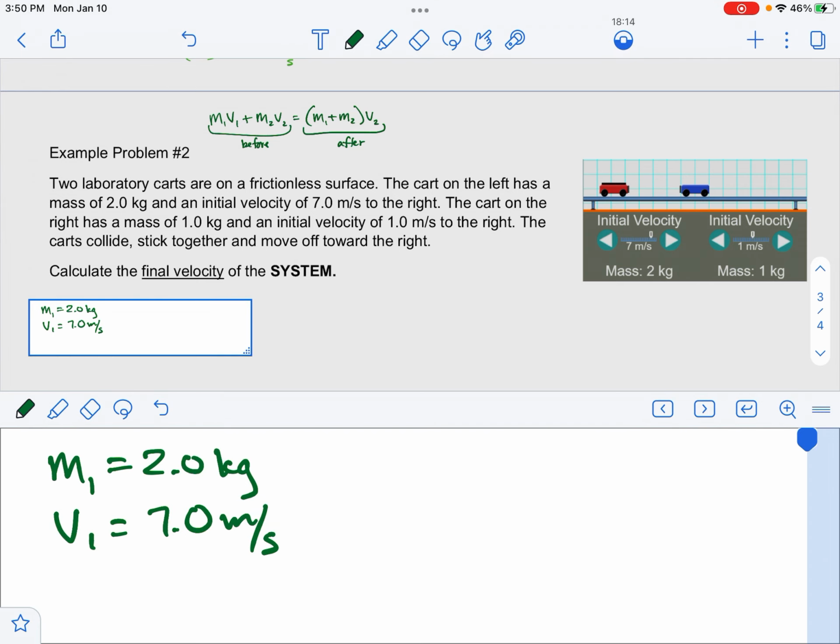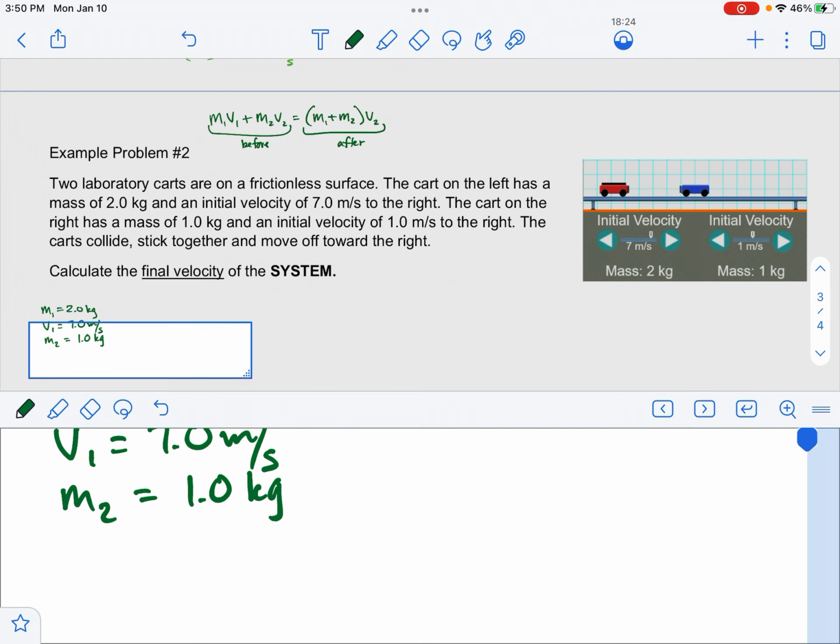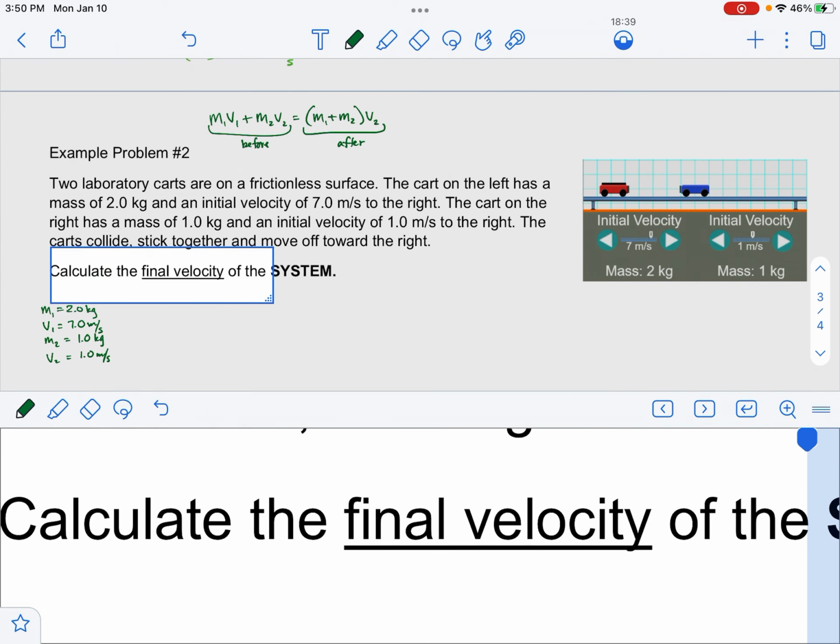The cart on the right has a mass of 1, so this is cart 2. My mass is 1 kilogram. And it says it has an initial velocity of 1 meter per second to the right, so it's going to be positive, so that's good. So V2 is 1. The carts collide, stick together, and move off toward the right. Calculate the final velocity. So this is something different. We haven't had to do this before, but I think we can handle it.